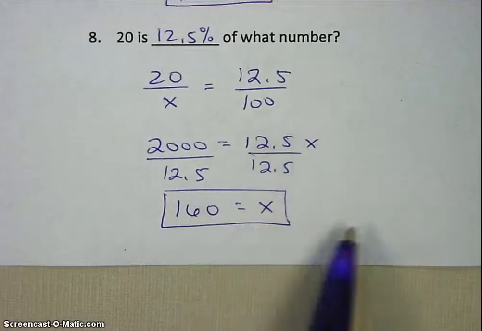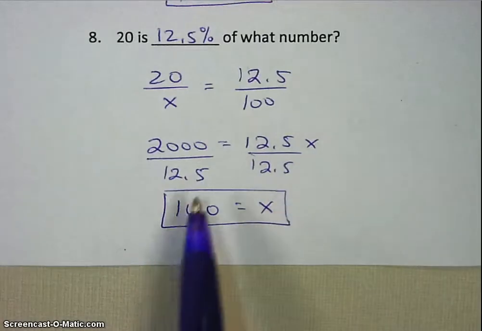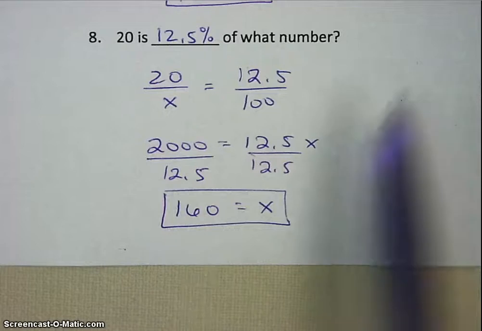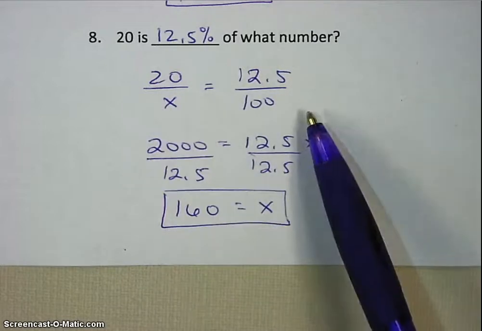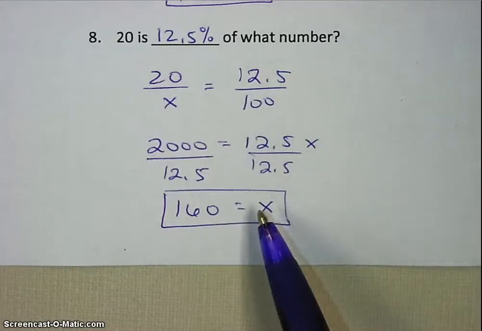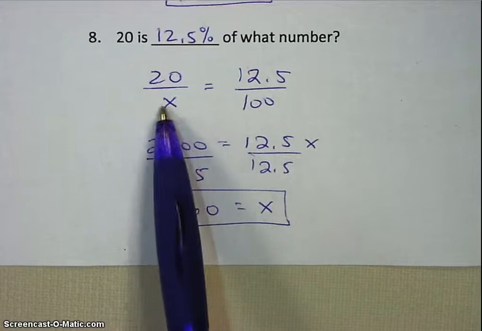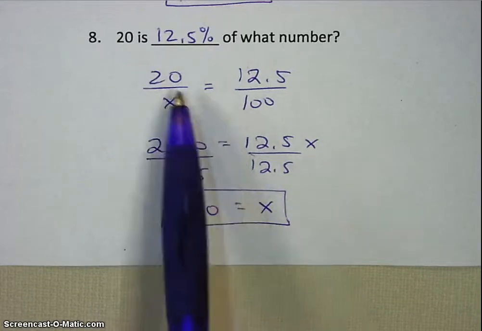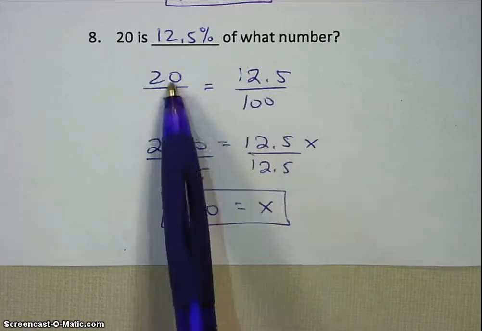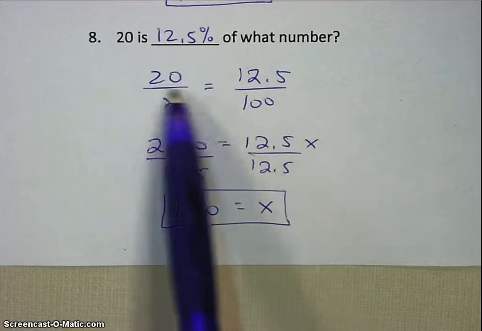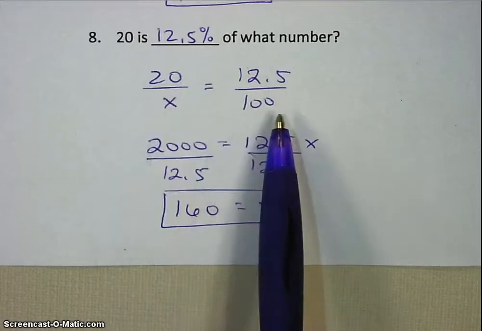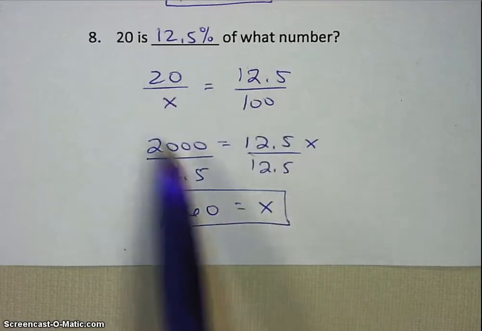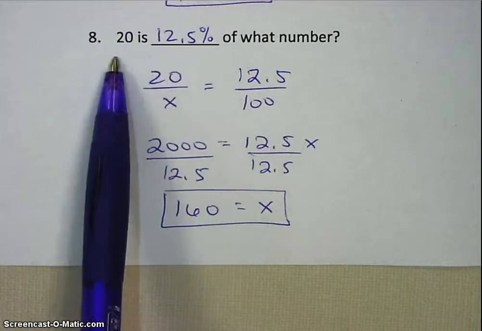Alright, I got 160 for the answer. Notice no percent signs. This is just a number. Make sure your proportion's set up correctly. Make sure you got the correct answer. Once again, we can notice x should be bigger than 20, which it is. 160 is bigger than 20, because this is only 12.5% of whatever our whole is. And our whole has to be 100%. So we expect a rather large number, since it's only 12.5%.